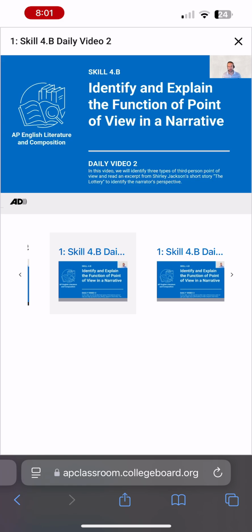Well, in this video, we're going to look at third-person point of view, the various types, and we're going to see it in context. And what I want you to do in this video is to think about how third-person point of view differs from first-person. And just like we did last time, I want you to see its power as well as its limitations.